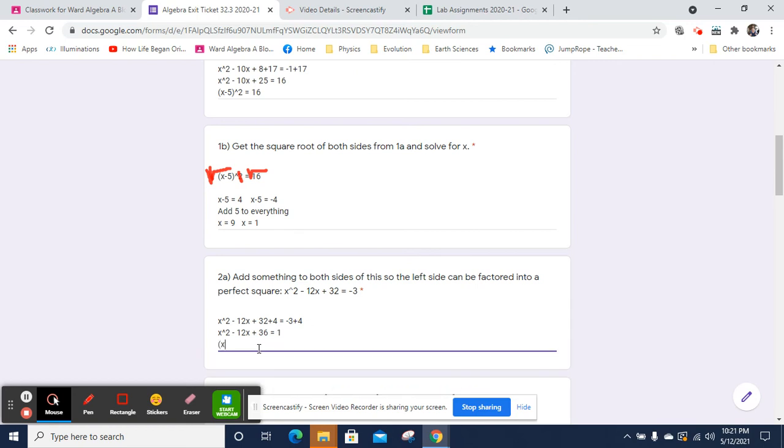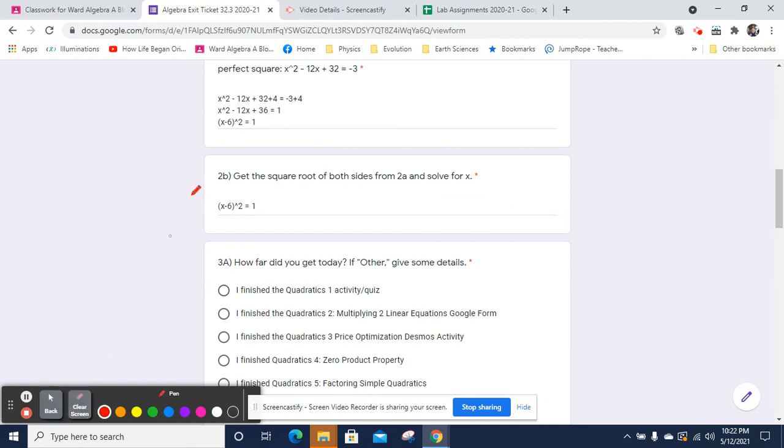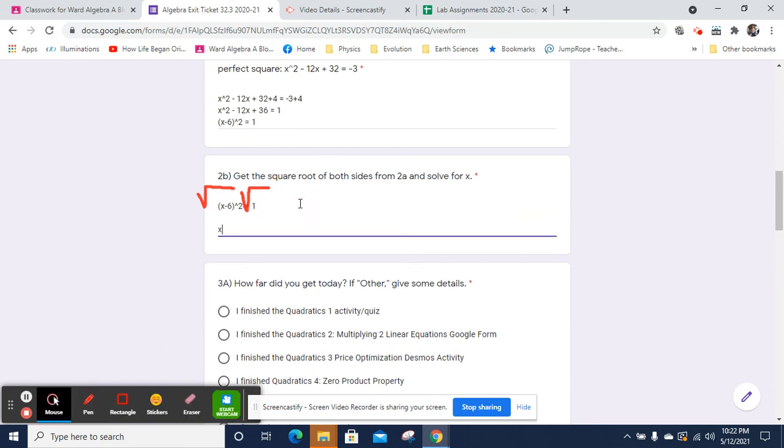And we can factor that. X minus 6 squared equals 1. And in the next question, you're going to need to get the square root of both sides to solve for x. So we get the square root of both sides. Square root of this and square root of 1. So the square root of the square of x minus 6 is just x minus 6. And the square root of 1 is 1 or -1. Okay, so x minus 6 equals 1 and x minus 6 equals -1.